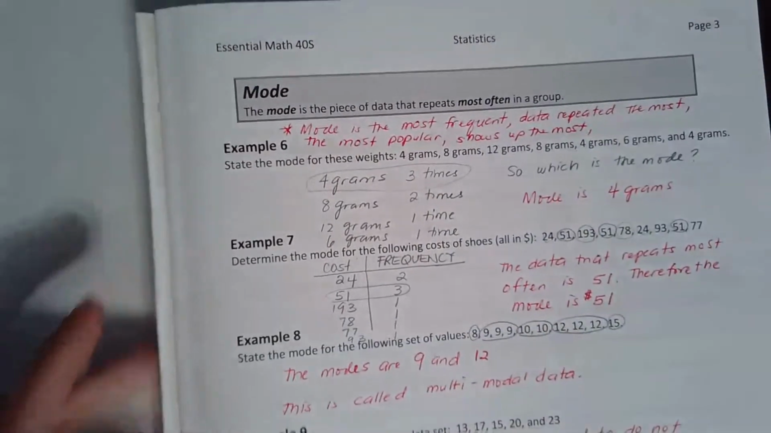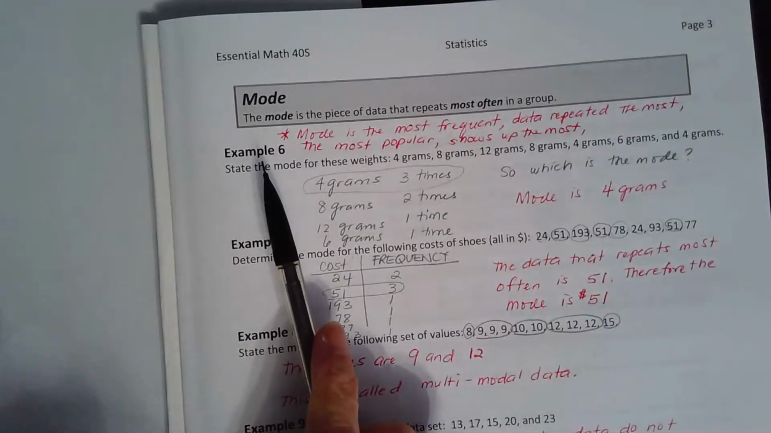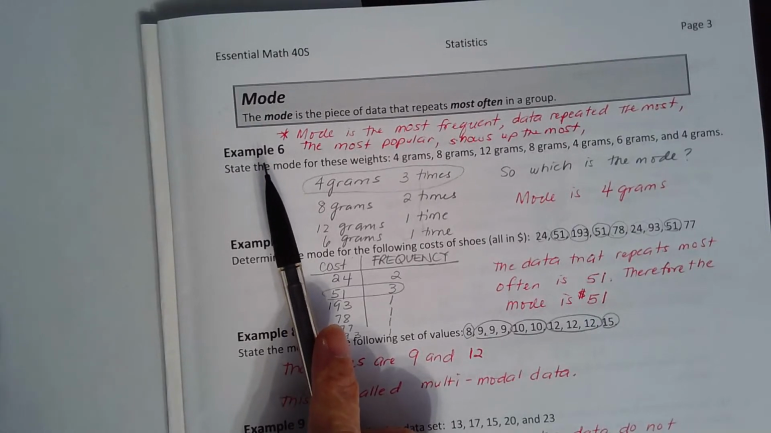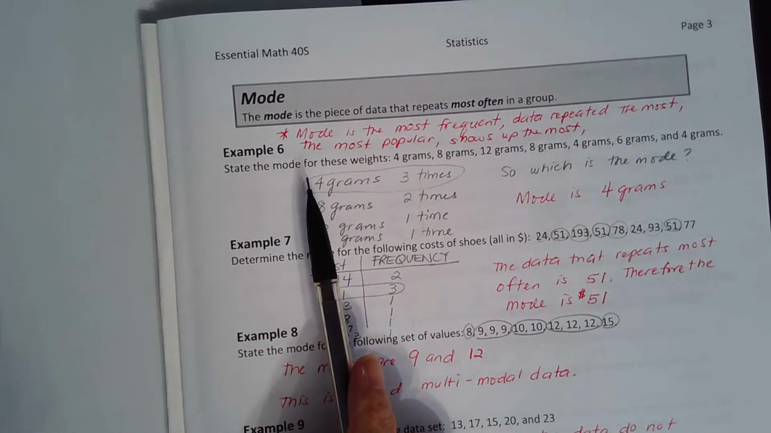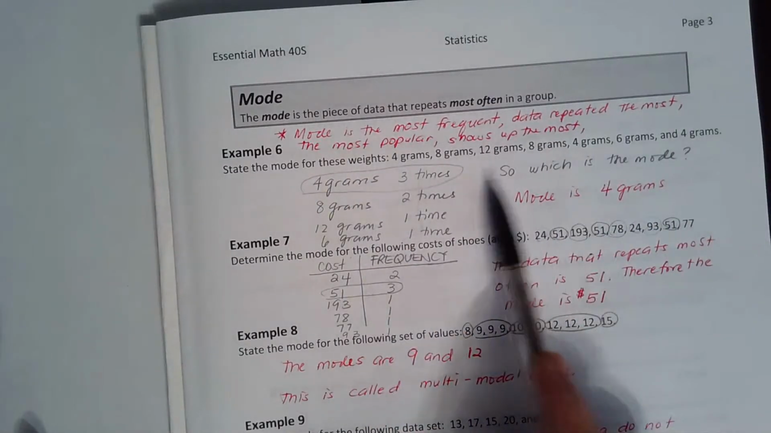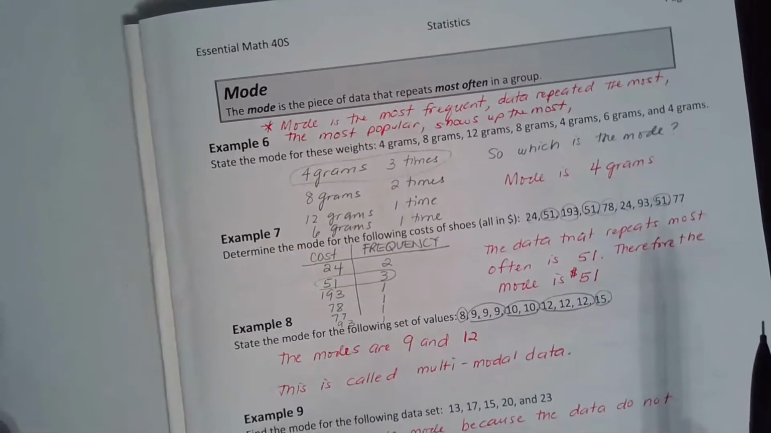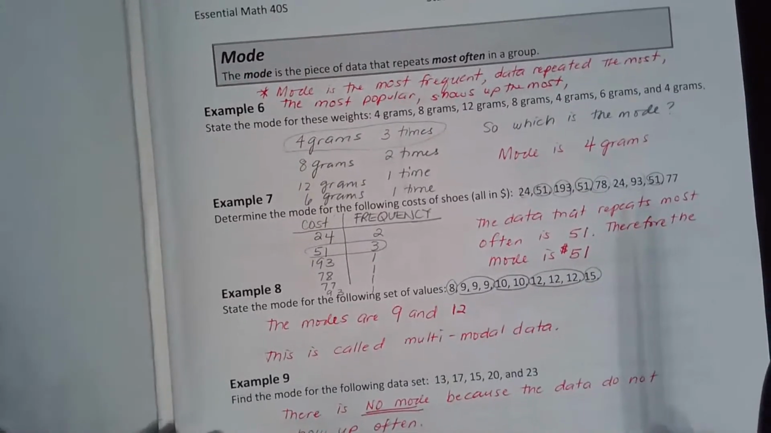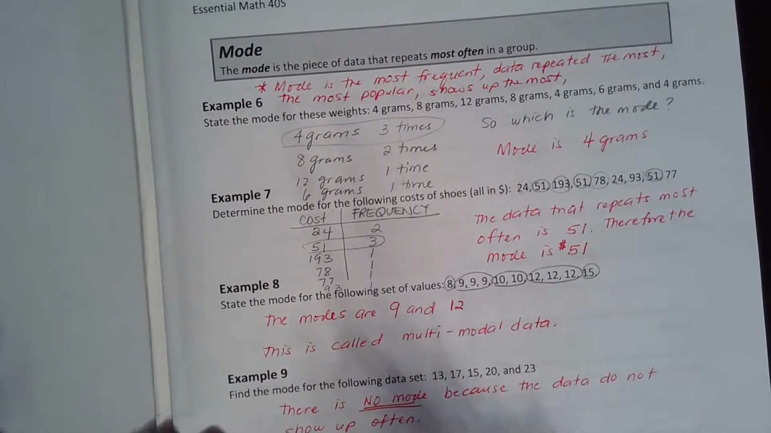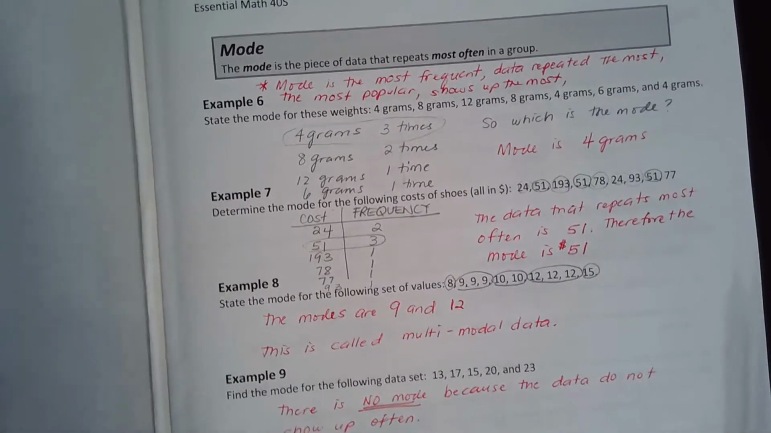And then the last one we said is the most. In this one, there's no calculation involved. What we need to do is figure out which one is repeated most often, the most popular, shows up the most. We look at the data and see which one is the most popular, and that's how you figure out the mode.